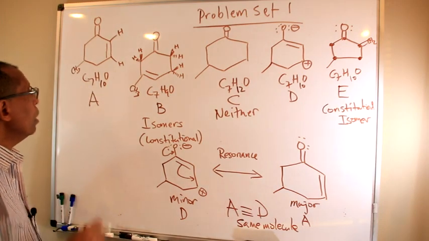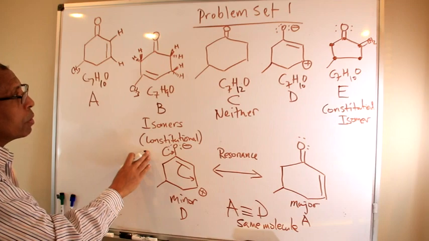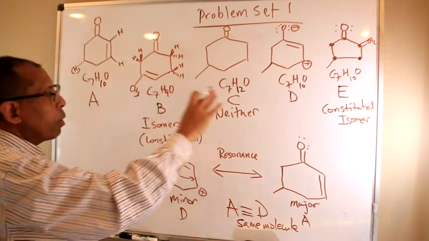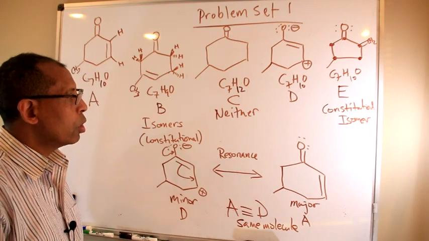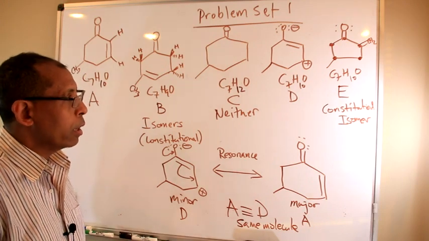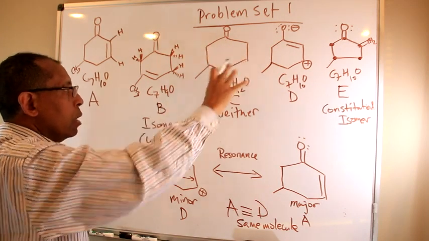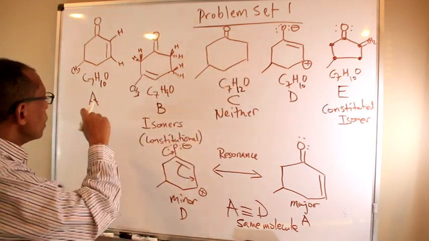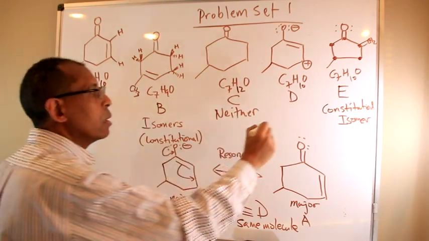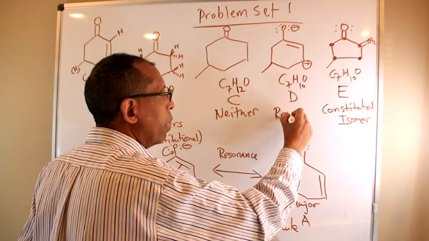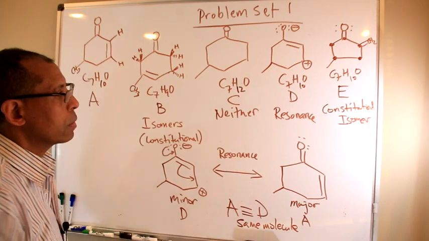So as a review, compound A and compound B are constitutional isomers. Compound A and compound C are not related at all, so they are neither constitutional isomers nor resonance structures. Of course, you cannot have resonance when everything is a single bond here. But compound A and compound D are resonance related, the same compound. So the resonance structure looks like this.